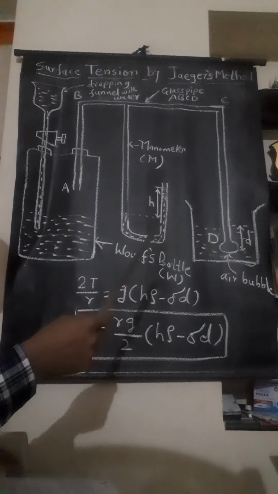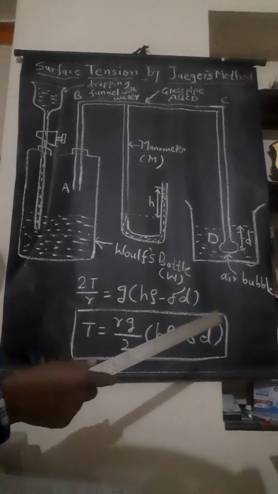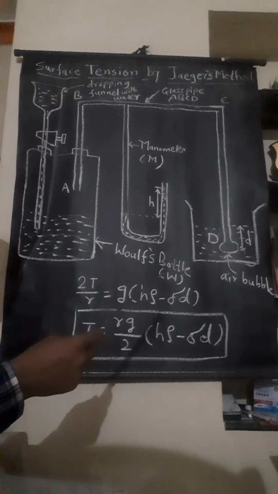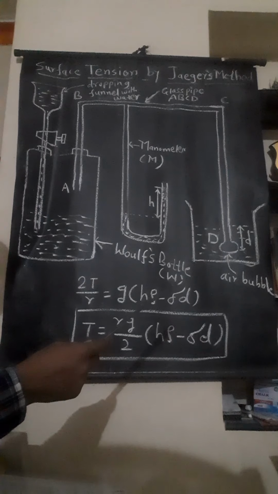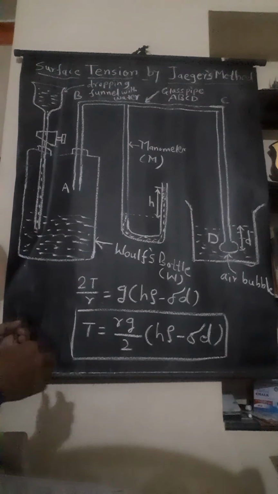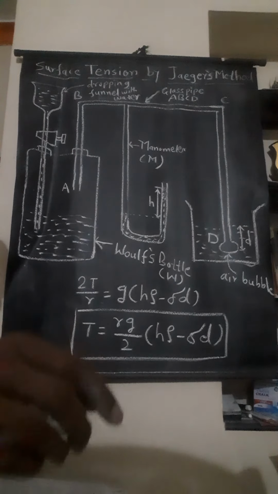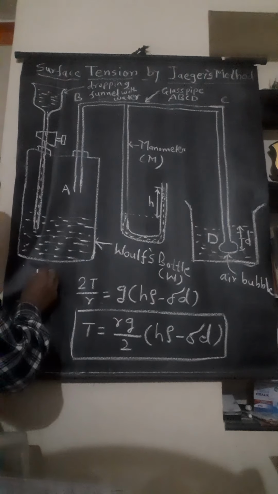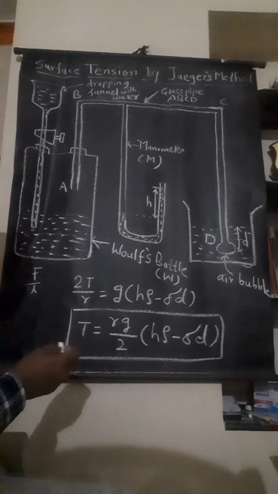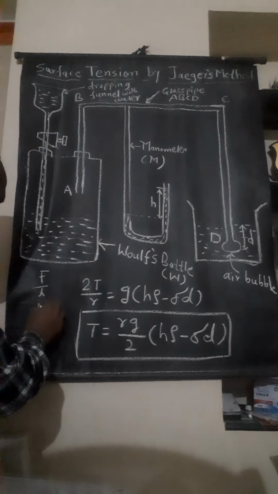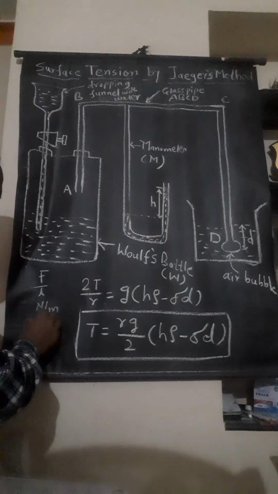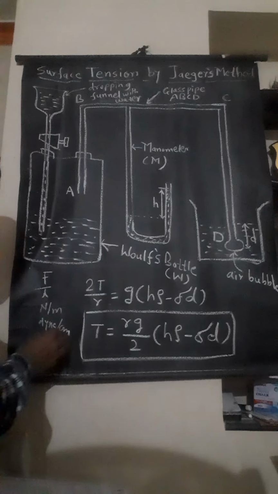The tangential force per unit length of a line drawn in the liquid surface, perpendicular to that line at any point and tending to pull the surface apart along the line. That is, surface tension means force per unit length. So the unit is Newton per meter or dyne per centimeter.